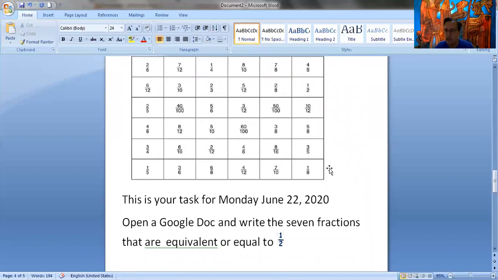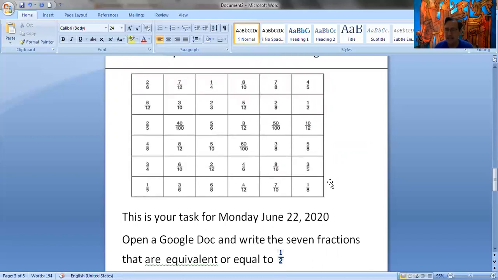This is your task for Monday, June 22nd, 2020. Open a Google Doc and write the 7 fractions that are equivalent or equal to 1/2. So look at the chart and decide and write what is equivalent to 1/2.